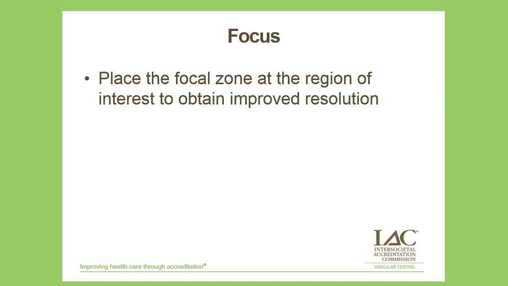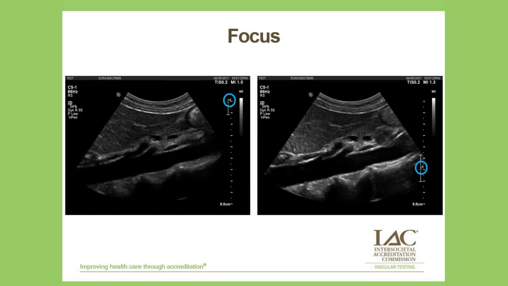Our focus, which is something we use all the time, we place the focal zone at the region of interest to obtain the best resolution that we can get. So here the focus is set way at the top on the image on the left, and you see how it's dark and then darker as we go down.